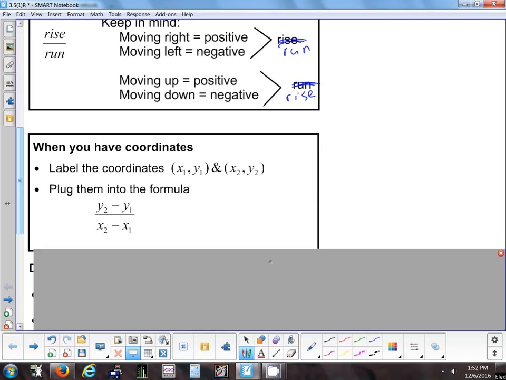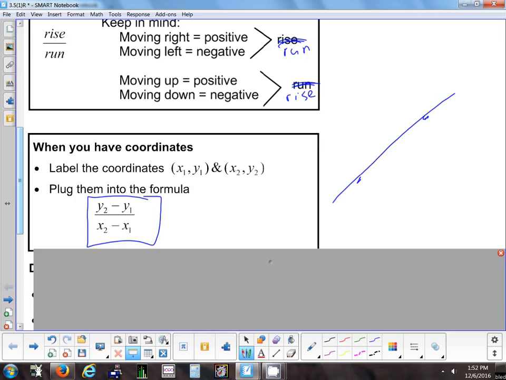So if you want to find the slope of the line, and all they give you is 2 coordinates, okay, they'll give you a point and another point that's on the line. If you want to find the slope of the line that goes through 2 points, that's your formula. And the formula is y2 minus y1, that's in the top, over x2 minus x1.